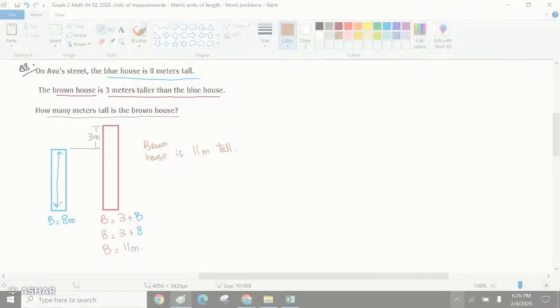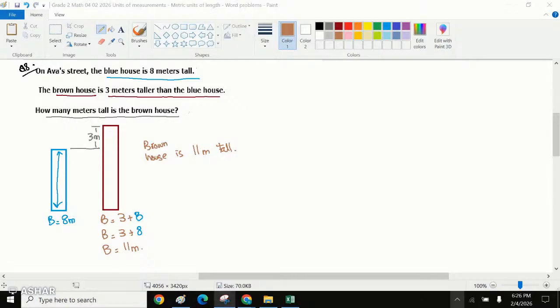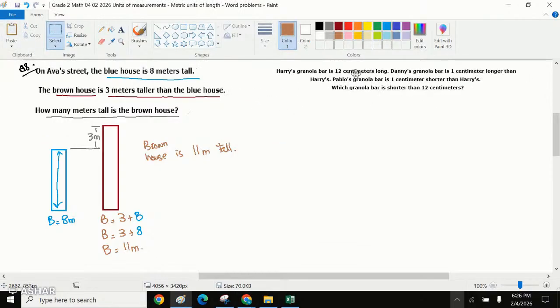Okay, let's see. Harry's granola bar. They're talking about a chocolate bar. Okay, moving ahead. Yes, thank you, Valerie. Thank you so much. That's 11.